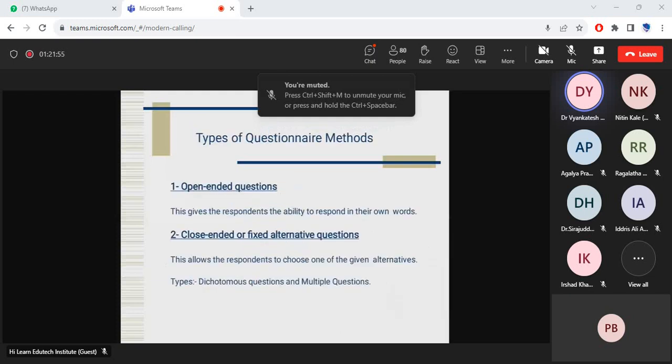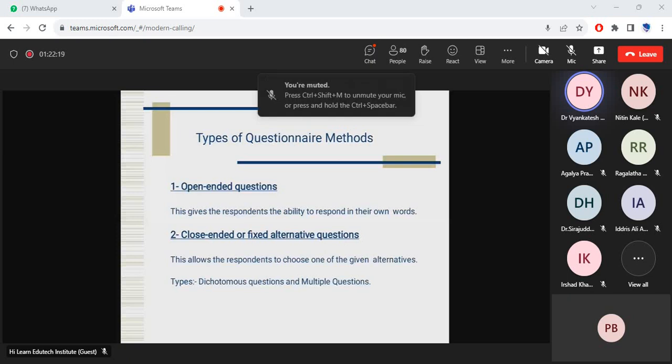Closed-ended, we have fixed alternative questions. This allows the respondent to choose one of them as an alternative, like dichotomous questions or multiple choice questions like that one. Exams are the most popular example during this period of time. That is the multiple choice type of question we saw during the COVID period of time.